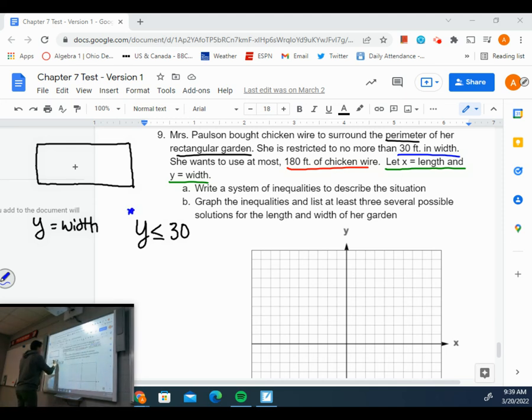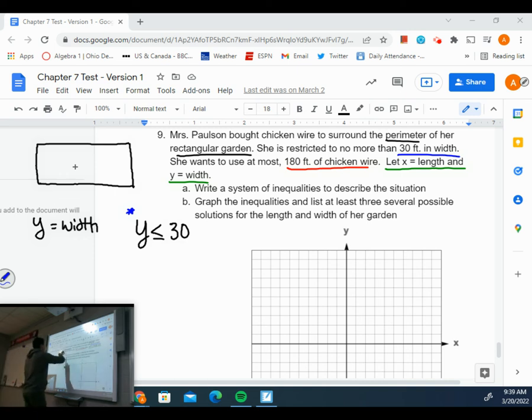This kind of meets our blue criteria that we underlined up there: no more than 30 feet in width. Well, my width is represented by y, and it's less than or equal to 30. But there's another criteria here. She wants to use at most 180 feet of chicken wire. Now, what's she using that chicken wire for?